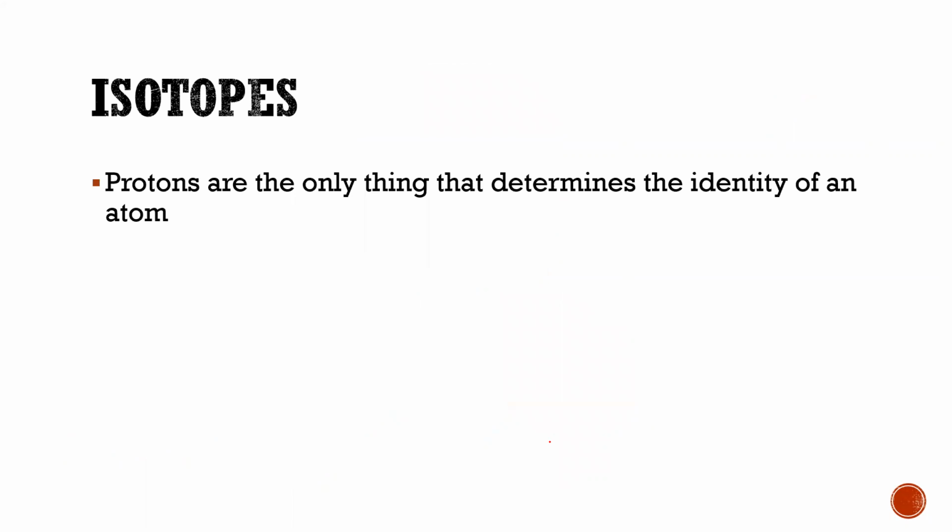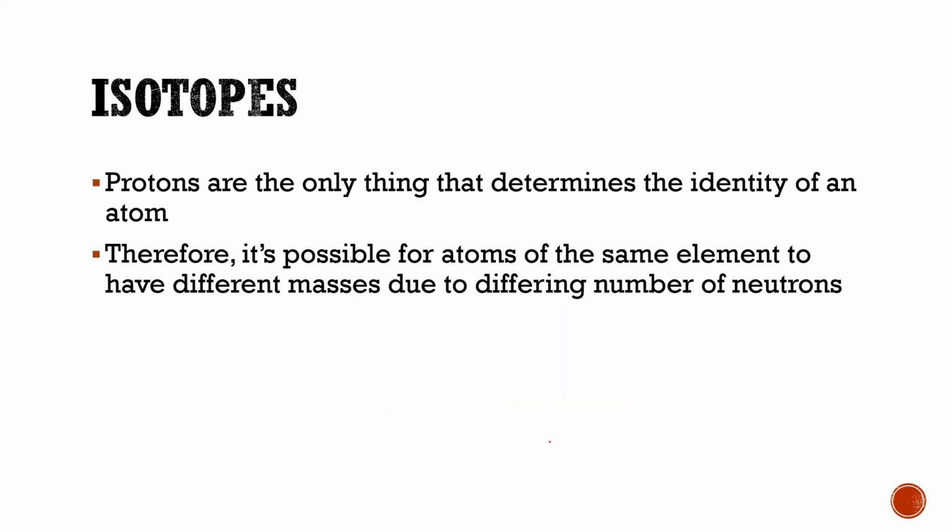So isotopes, basically, we know that it's the proton that determines the element. So it's possible for atoms of the same element to actually have different masses due to having different numbers of neutrons. So when we're defining isotopes, remember when we learned the scientific theory? There's the what and the why. And the what was our law and the why is our theory.